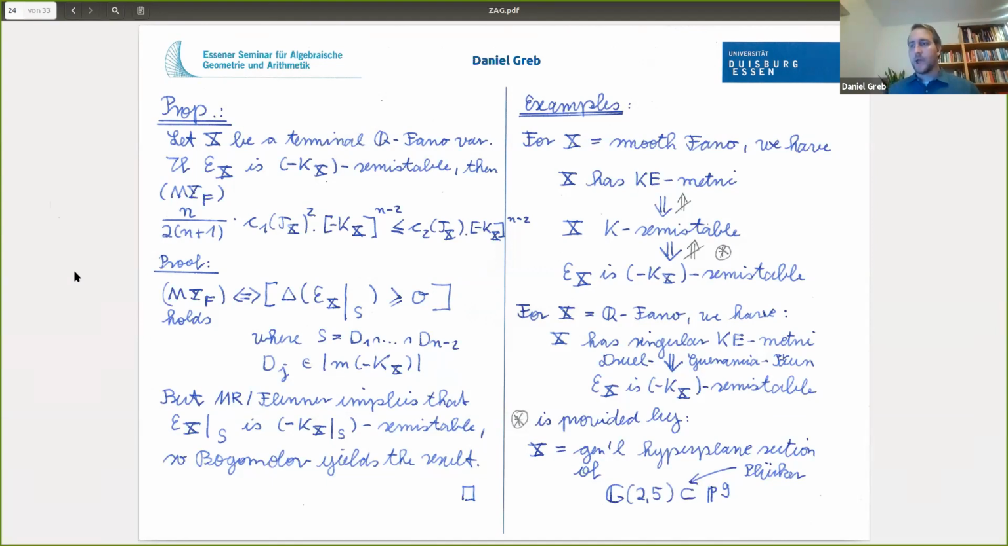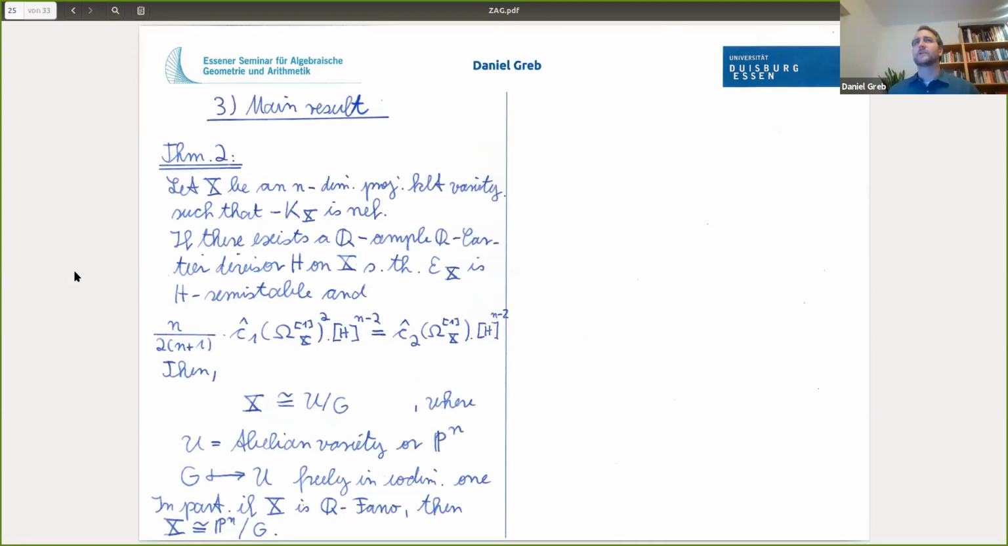Okay, so after you found the inequality, of course, you aim for proving or analyzing the case of equality. And actually, we can prove more than just in the Fano case. So let me state it in the general setup. Now X is an n-dimensional projective KLT variety, and I'm no longer assuming that minus KX is ample, so Fano, but I'm allowing minus KX just to be nef. I'm also allowing more flexibility on the polarization, although it's not so clear whether in geometric situations this gives you more freedom. So if there exists some ample divisor H on X such that EX is semi-stable, and you have equality in the corresponding Bogomolov-Gieseker inequality, or this Miyaoka-Yau type inequality, then X is of a very, very special form.